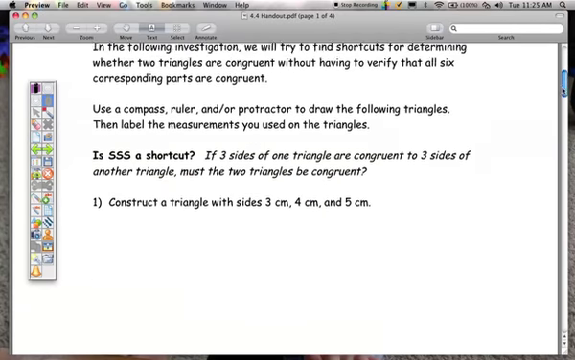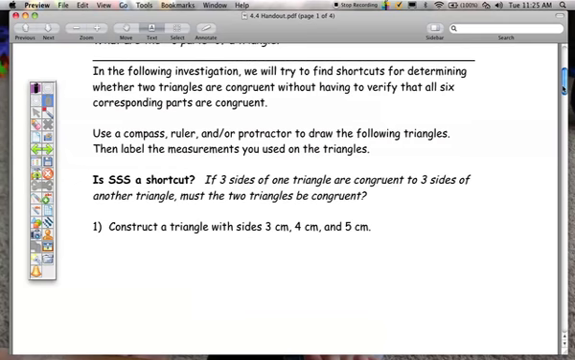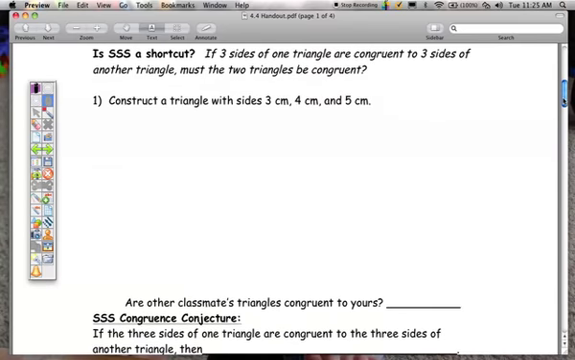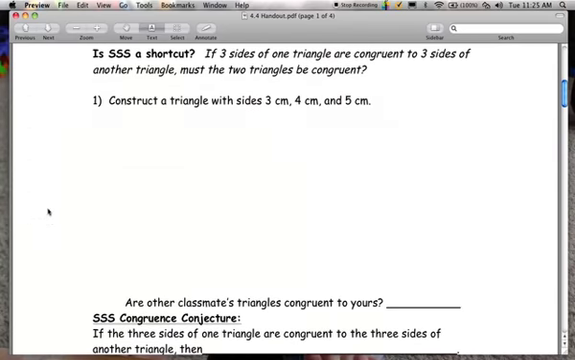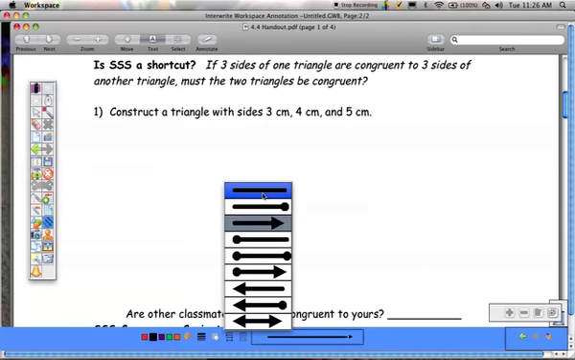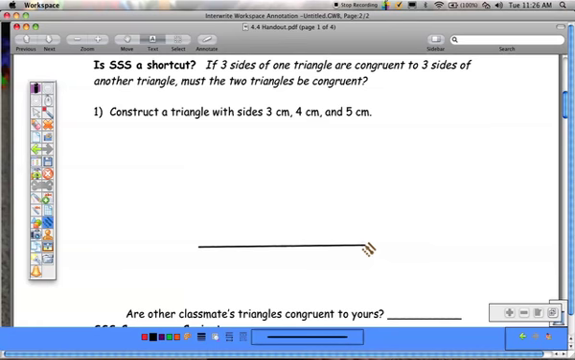All right, so the first one is side, side, side, a shortcut. If 3 sides of one triangle are congruent to 3 sides of another triangle, are they congruent? So construct a triangle with sides 3, 4, and 5. So here's how we're going to do the construction. Let's first start by drawing the 5 centimeter side. So you take your ruler, you'd measure out your 5 centimeter side. Label it.